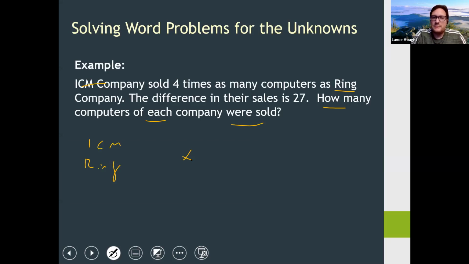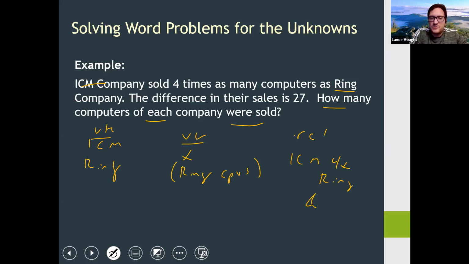Well, since ICM sold 4 times as many computers as Ring, we should express X as Ring computers sold, because it's the smaller value. You always want X to be smaller if you're scaling. It's easier to scale up than to do fractions. This is your variable. This is your unknown. And then your relationship is that ICM is 4x Ring.